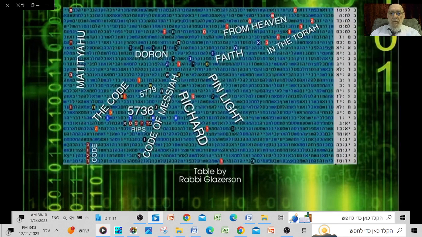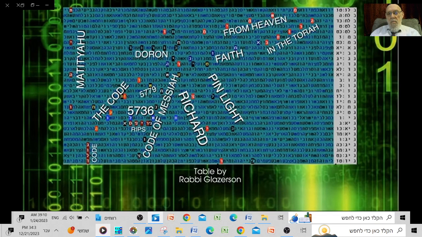This is a really recent table. I mean, this one's kind of shouting at us. It has everybody's name that's been involved in the Torah codes in some way in one sentence. It's a little messy, but basically it says Matityahu, which is Rabbi Glazerson's first name, code there at the bottom, the code, 5779, which is the year 2019, this year. 5736 is the year where the codes were first discovered by Professor Rips. Rips is right under it.